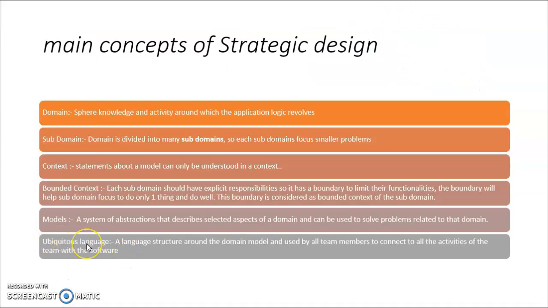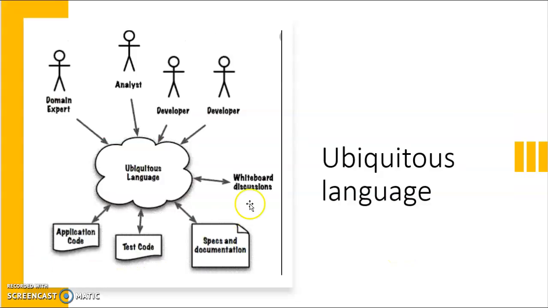Then we need to understand an important business object, that is ubiquitous language. It is a language structure around the domain model, used by all the team members to connect all the activities of the team with the software. So when we use strategic design, we need to find out all the common terminology which will be understood by everyone who is working on the different areas of the project.